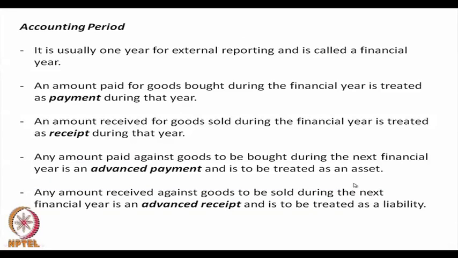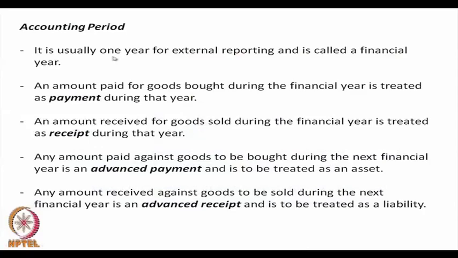Now, let us talk about different items and how these items are defined. Financial statements are prepared for an accounting period, and that period could be a year, half a year, or even a quarter of a year. So, we define here the meaning of an accounting period. It is usually 1 year for external reporting and is called a financial year.